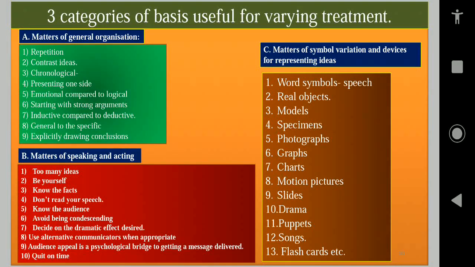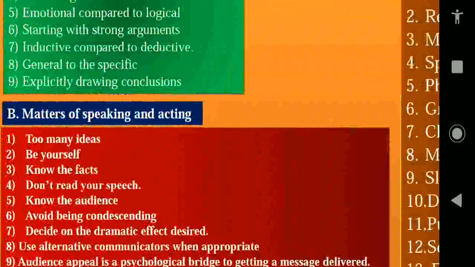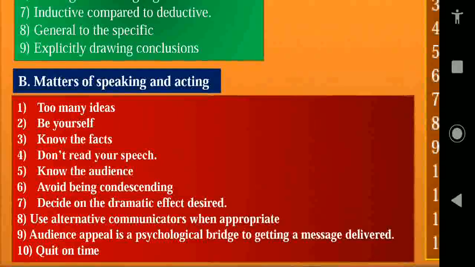Okay, these are the characteristics for varying treatment. First category is matters of general organization. Second category is matters of speaking and acting. Here it includes: don't use too many ideas, be yourself, know the facts, and don't read your speech. It says not to use too many ideas at a time.